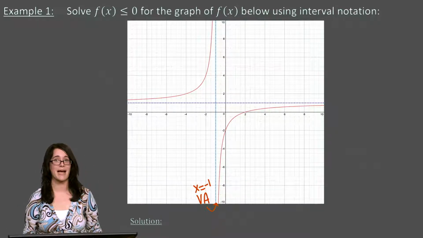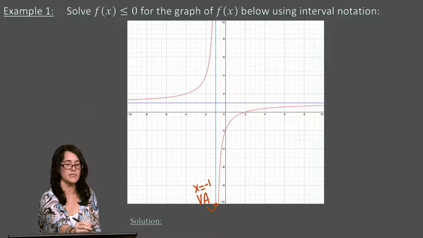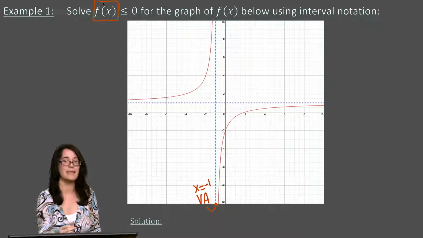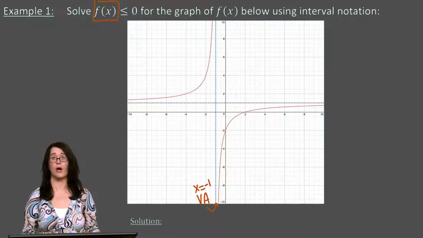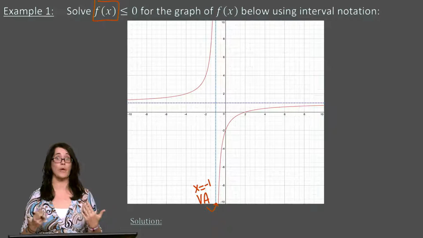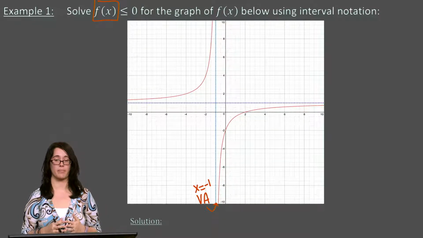Now the question that they're asking me is, when is this function, f of x, less than or equal to 0? So that's called an inequality. Now most students get stuck right there. They don't understand what in the world the question is asking. So let's see if we can break it down a little bit better.